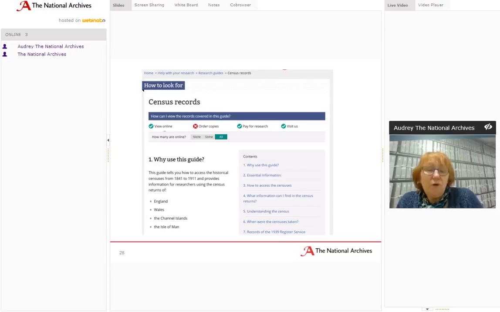And do have a look at the census guide, because there might be a few hints in there that you hadn't previously thought of. So if at least a few people go away from this and try something that maybe they hadn't tried before, I'd say my work here is done.